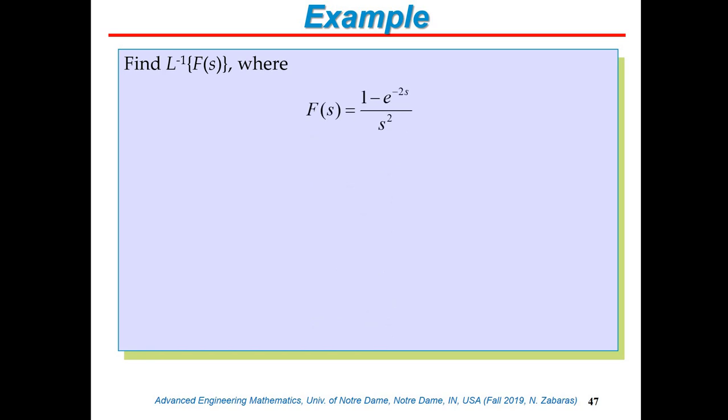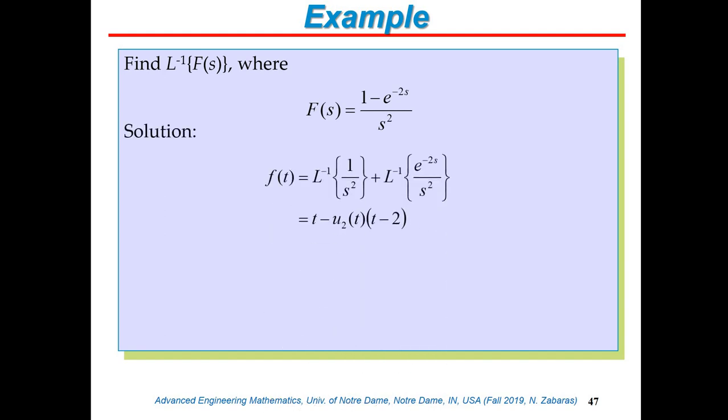And here is another example. If you want to compute the inverse Laplace transform of what you see here, you multiply 1 over s squared by e to the minus 2s. 1 over s squared has an inverse Laplace transform, which is t. So really the answer is nothing else but t shifted by a distance 2. So this is what you get.